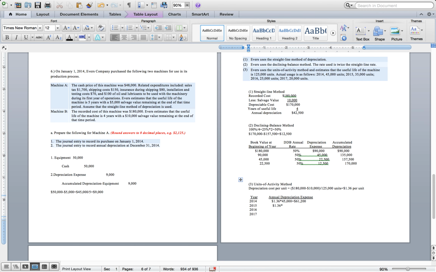Now, your units, how many you use, that will change. Now it's going to be 35,000. So this will be now 47,600. Go to year 3. Again, $1.36, and multiply by 25,000. Okay, so 2016 will be 34,000. And then the last year, $1.36, and multiply by 20,000. This would be 27,200. Okay.